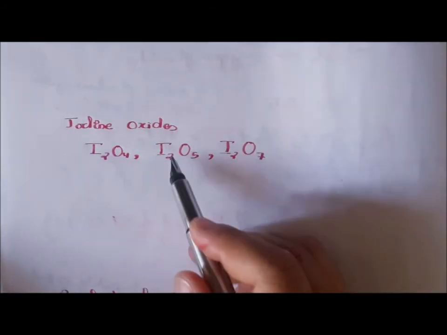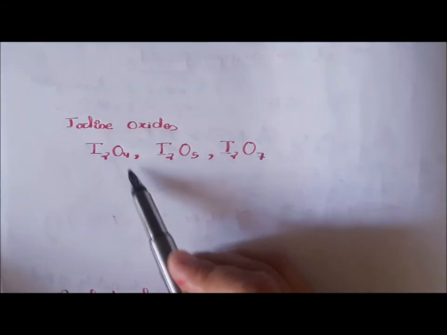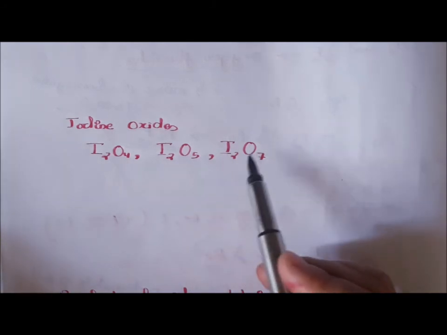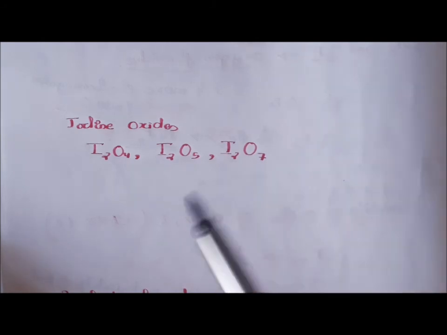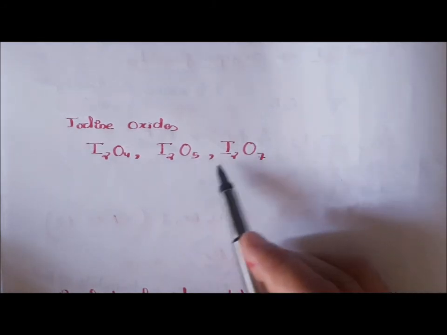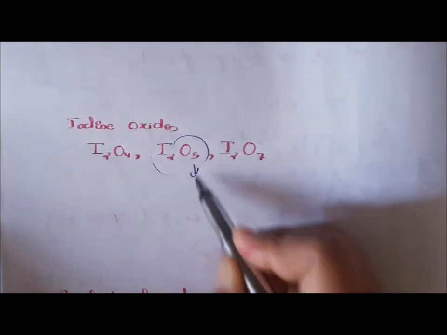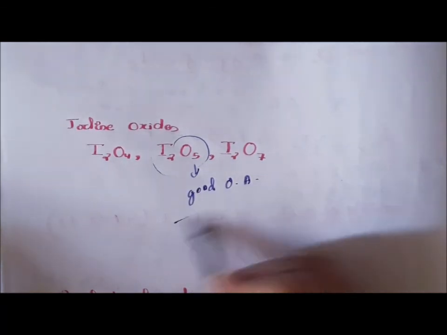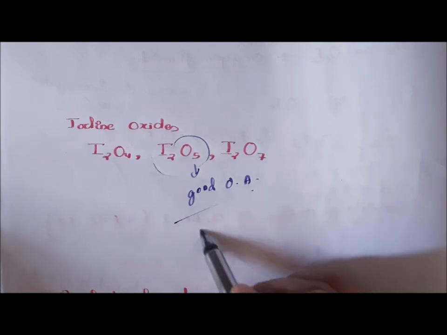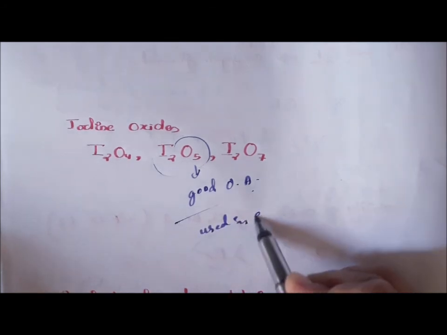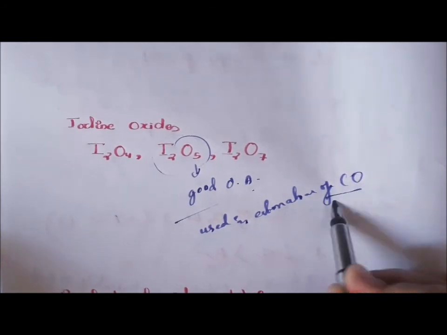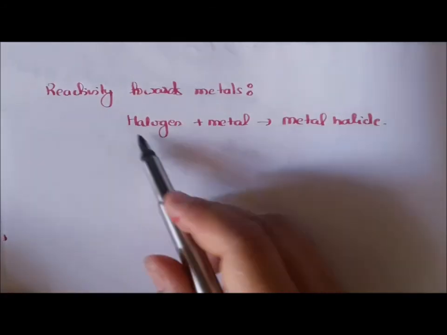Next is your iodine oxide, of formula I2O4, I2O5, I2O7. They are insoluble solids and they decompose on heating, and I2O5 is a very good oxidizing agent and is used in the estimation of carbon monoxide.